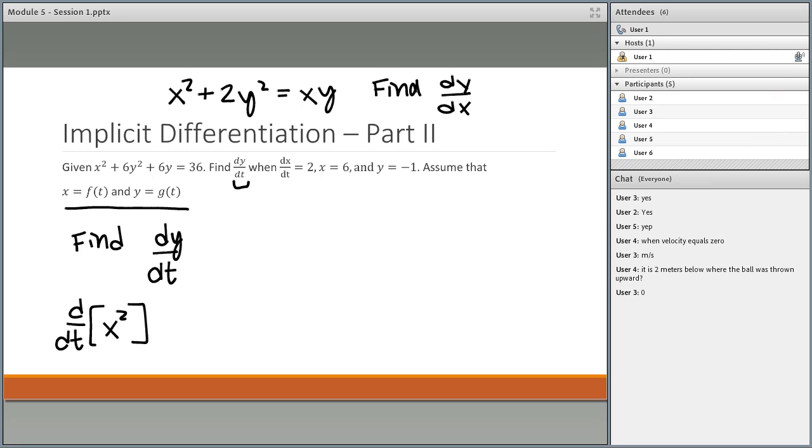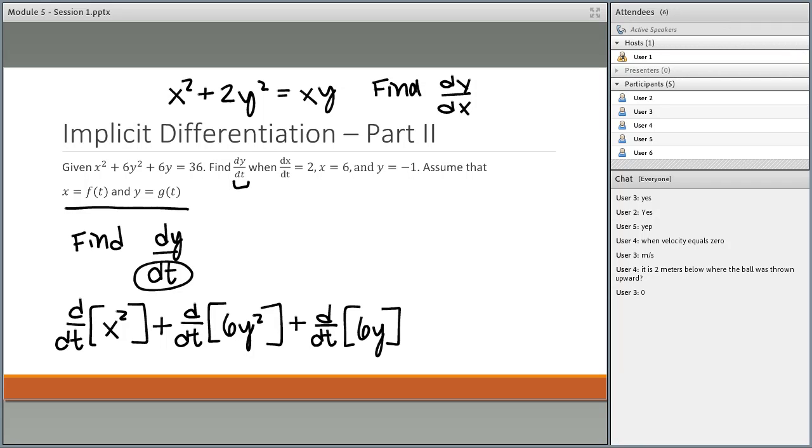So I have d dt of x squared plus d dt of 6y squared plus d dt, just taking the derivative of each term with respect to t, which is what this is down here in the denominator. It's telling me what variable to take the derivative with respect to. And then on the right, I have d dt of 36. So the easiest derivative to take is on the right side of the equal sign, because we're taking the derivative of a constant. So that's just going to go to 0.